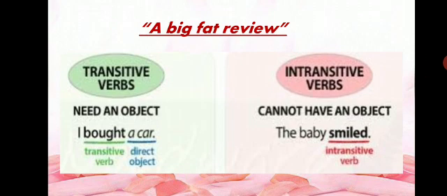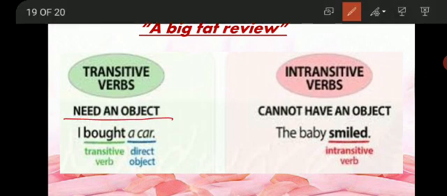Okay, now this is a big fat review for you, or summarization of your whole lecture. So we talked about transitive and intransitive verbs. Transitive verbs are those verbs which need an object, and intransitive verbs are without an object. I bought a car. Here a car is the object and bought is a transitive verb. The baby smiled. Smiled where? On what? On whom? No object here. So smiled is an intransitive verb.